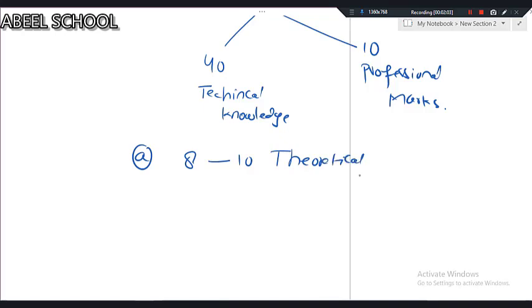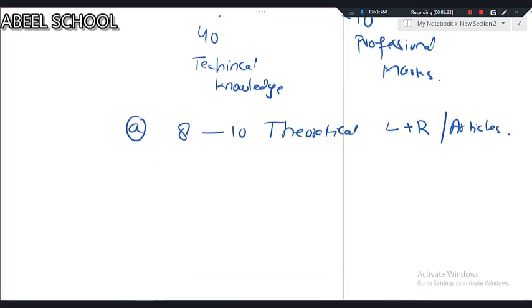Now the question is, if part A ranges between 8 to 10 marks and normally comes on theory, from where do they ask this theory? There are two areas in AFM. One I call L plus R, learn plus repeat. Another is articles. So normally part A comes on pure theory, and the theory comes from either L plus R, learn plus repeat, or the second, articles. If any one of you has covered all L plus R and articles, seriously, that student will not have any problem at all in part A.